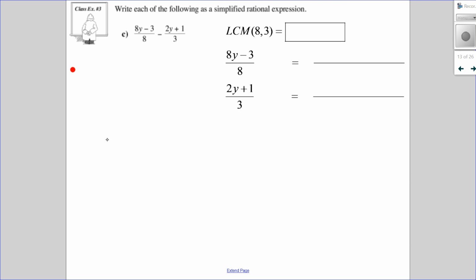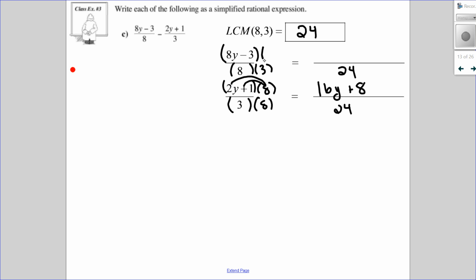Okay, this one here, lowest common multiple between 8 and 3. Well, that would be 24. So I'm going to change each one to be a denominator out of 24. So to go from 3 to 24, I would multiply by 8. So that means I need to multiply my numerator by 8, applying the distributive property. Okay, over here, to go from 8 to 24, I would multiply by 3. So to be fair, I'm going to multiply my numerator by 3, distributive property.